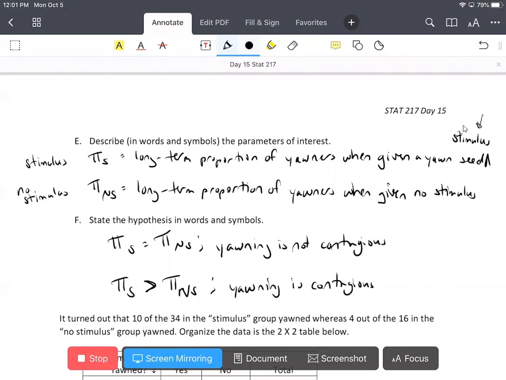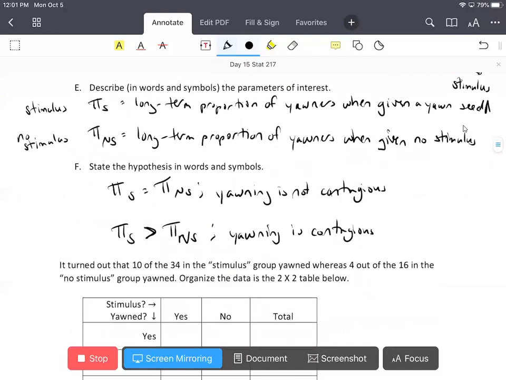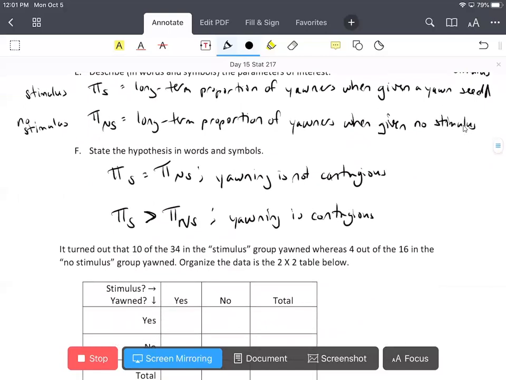So they were shown someone who was yawning, and then the pi ns is the no stimulus. The hypothesis. So remember, this first one, the null hypothesis, nothing is happening. Whether or not they see someone yawn, it doesn't matter. They are going to yawn roughly the same number of times. So yawning is not contagious.